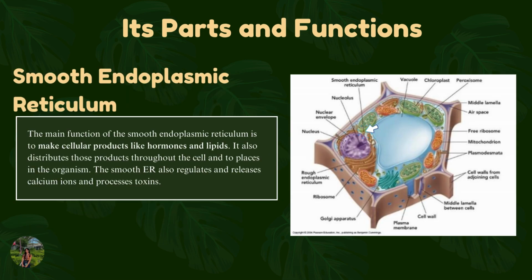We used orange bubblegum to represent smooth endoplasmic reticulum. The main function of the smooth endoplasmic reticulum is to make cellular products like hormones and lipids. It also distributes those products throughout the cell and to places in the organism. The smooth ER also regulates and releases calcium ions and processes toxins.